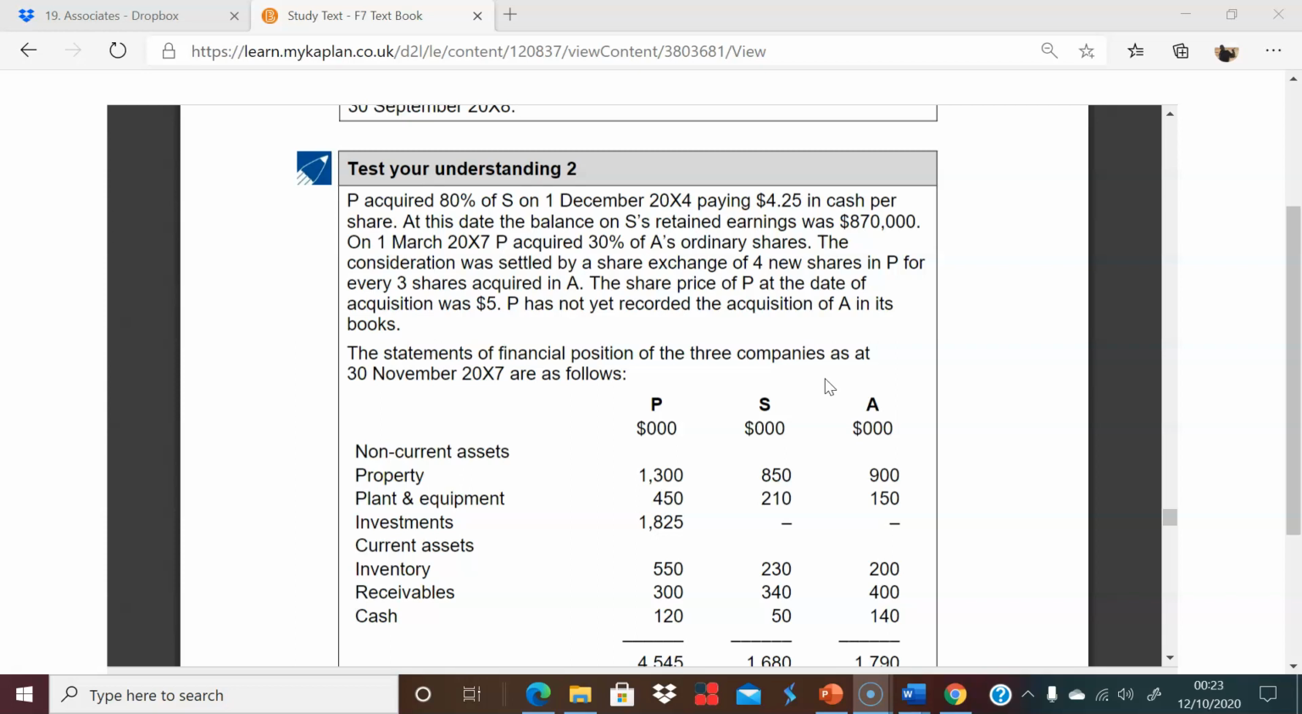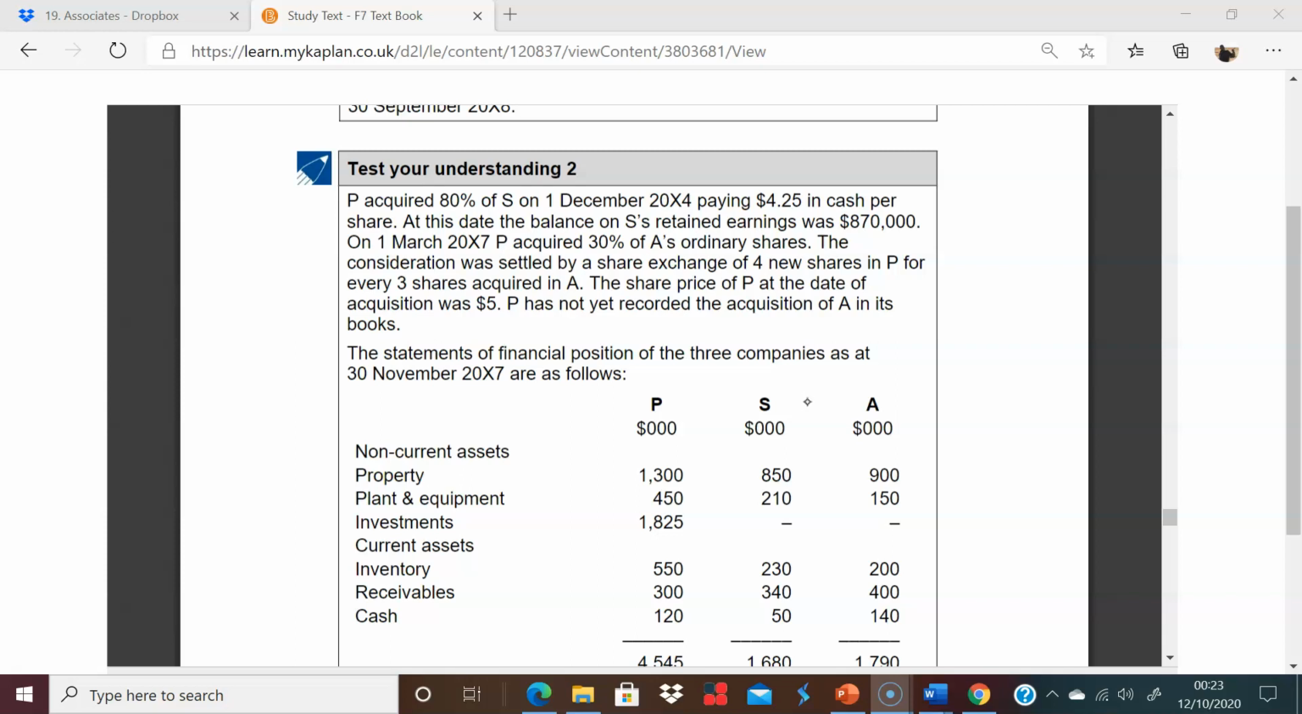Okay, great. So, what do we see here? It says that P acquired 80% of S on the 1st of December. And what I'm going to do is focus on the A. The S you're comfortable with. There's nothing new with the S. We've been working on that, but please do finish it up. But the A is what's critical. So P acquired 80% of S on the 1st of December, paying £4.25 in cash per share.